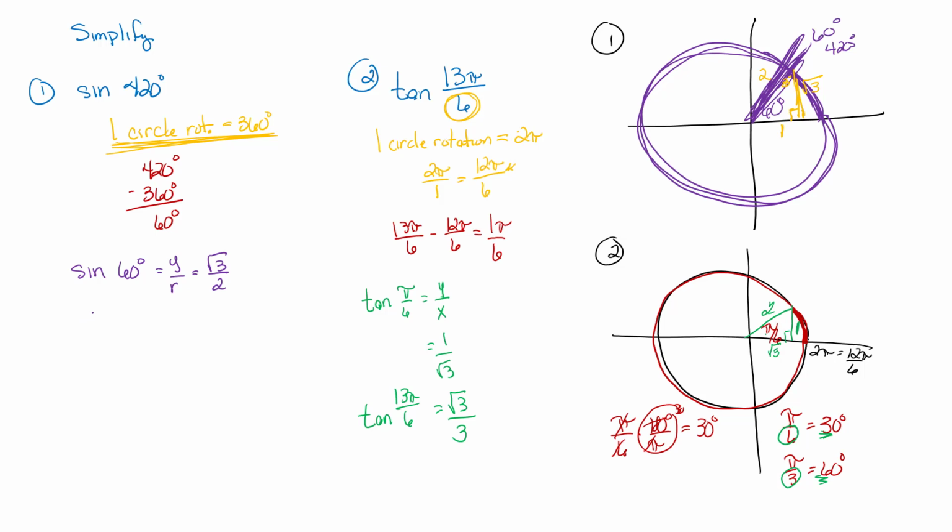And let me back up on problem number 1. That sine of 60 degrees being square root of 3 over 2, that means the sine of 420 degrees is also square root of 3 over 2. Cool? So far so good? You guys with me? Okay, loving it.